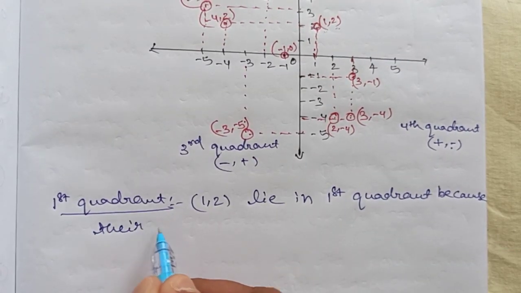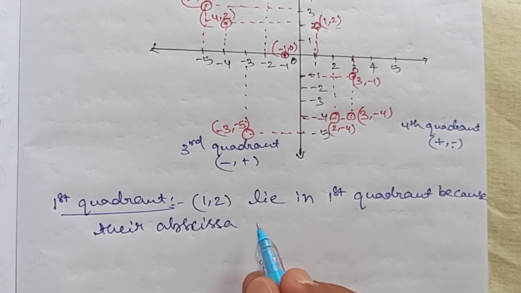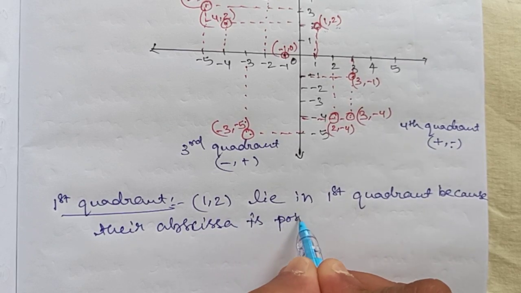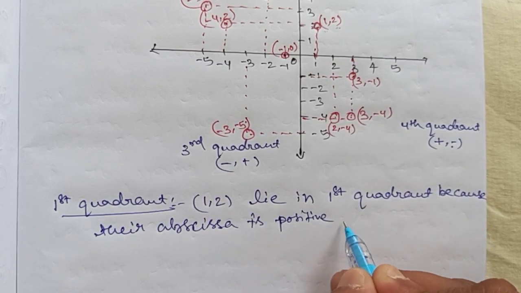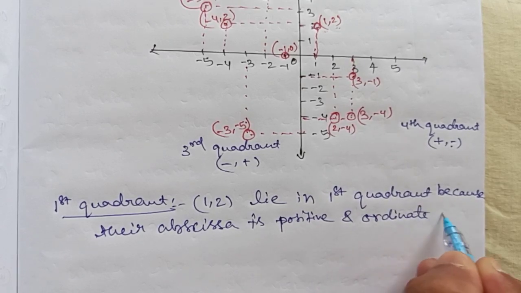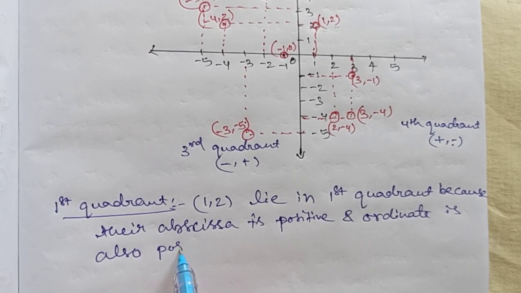because their abscissa is positive and ordinate is also positive.